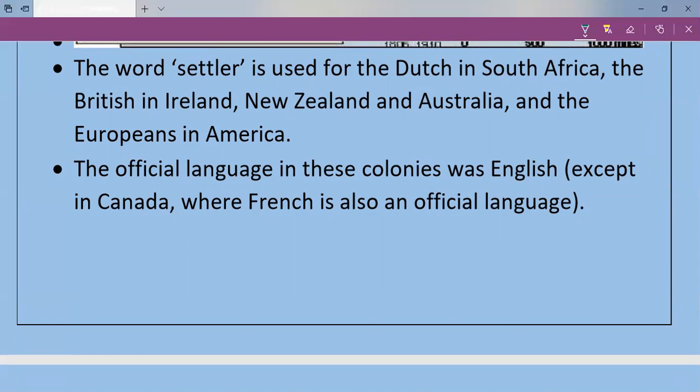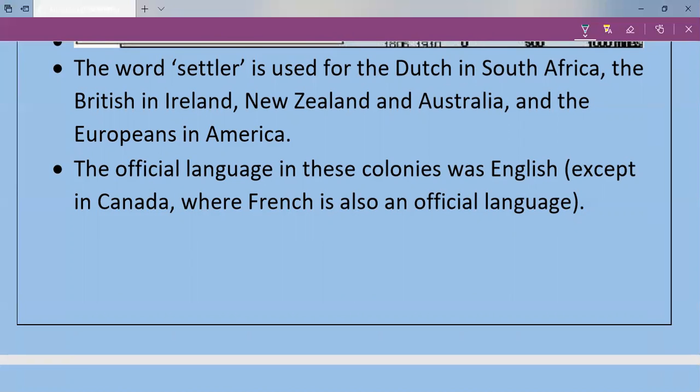Okay. The word settler, what do you mean by settlement? If you are living in some place, that is what we call settling down. Like we are settling down, imagine in Madhya Pradesh, that means we have settled down there. Same situation. Like New Zealand, Australia or America, you can see so many white people. That means they have settled down there. The word settler is used for the Dutch in South Africa, British in Ireland, New Zealand, Australia, and Europeans in America.